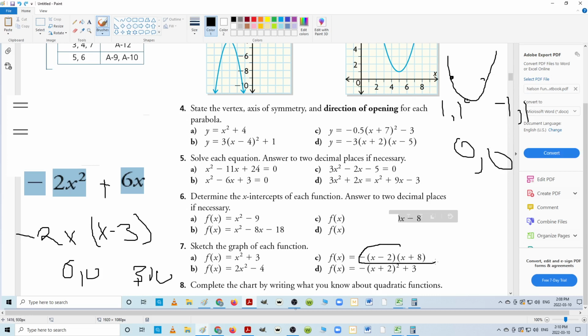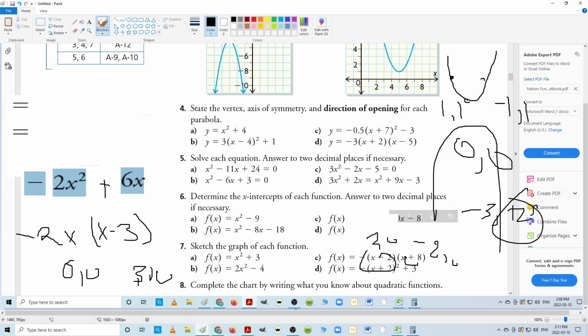So this one goes through the points 2, 0 and minus 8, 0, and it faces down. And if I add those two together, minus 8 plus 2, I get minus 6 divided by 2. Minus 3 is the axis of symmetry. I could plug that in. I get 5 times 5, times minus 5. And you get minus 25 plus 25. So it's minus 3, 25 is the vertex. And you can just draw lines through the x-intercepts and the vertex.